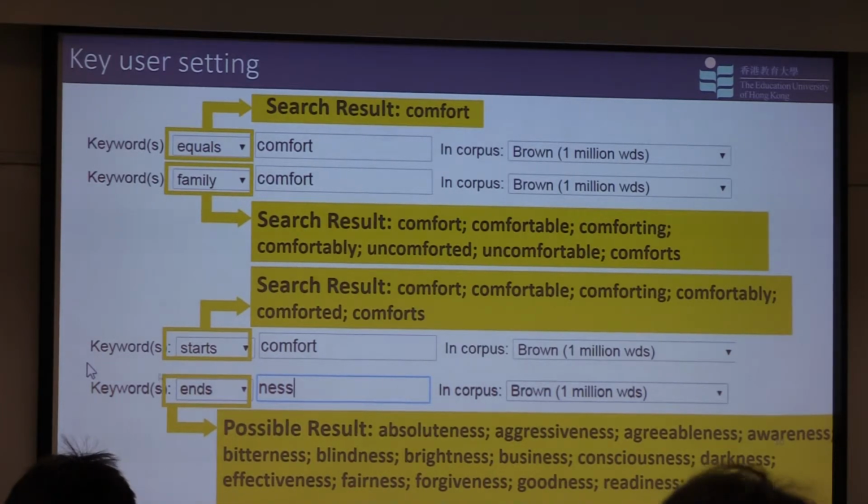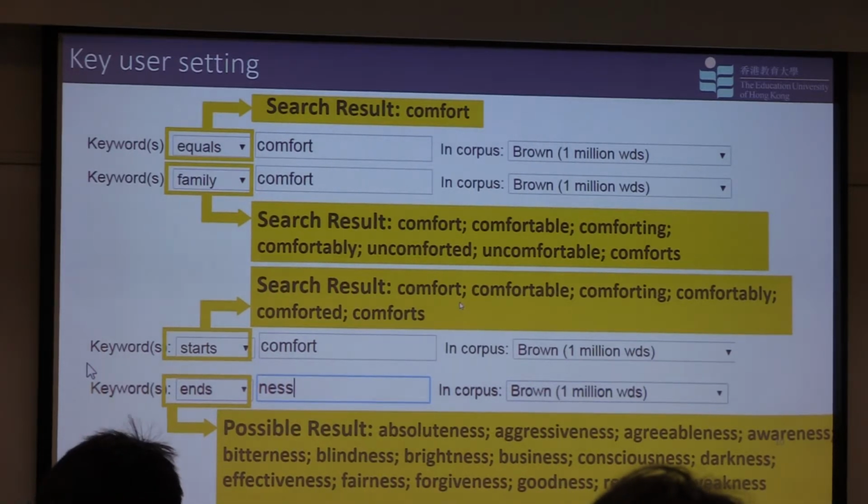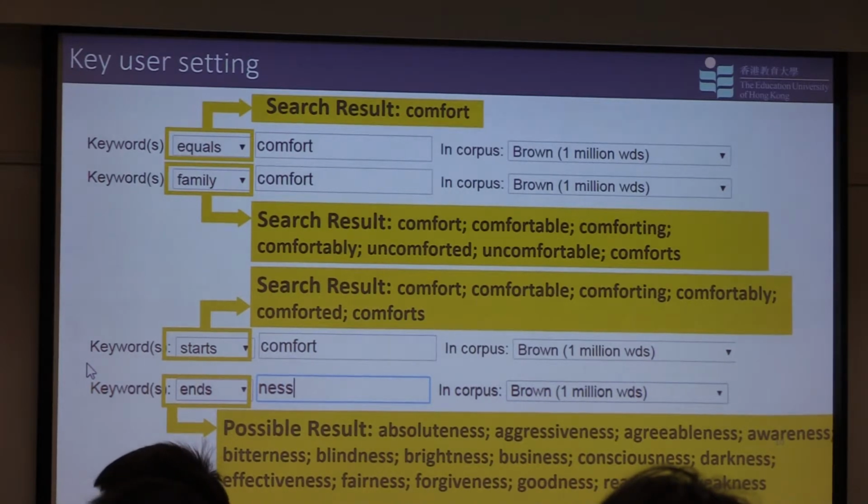If you search with the function starts, you get comfort and those with different endings, suffixes, like comfortable, comforting, uncomfortable, okay? But you won't get any words with a prefix. And another function is ends. In this case, usually you enter a suffix. So in the search results, you can get all the words ending with this suffix. So these are the four types of search functions, okay?